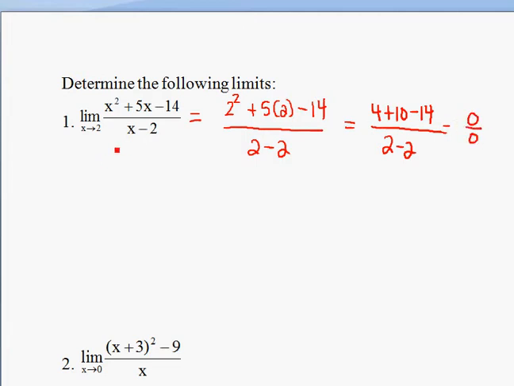So whenever that happens, you need to do a different technique. In this case, we'll be using algebraic techniques, and for this one, we'll be factoring. So therefore, what are the factors of 14 that give me 5? That's 7 and 2.